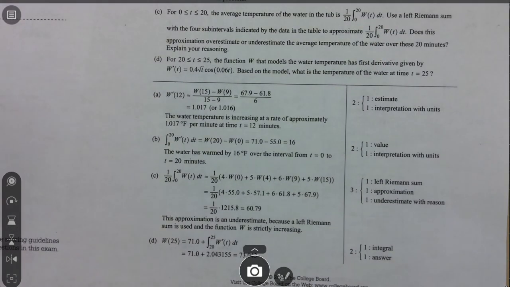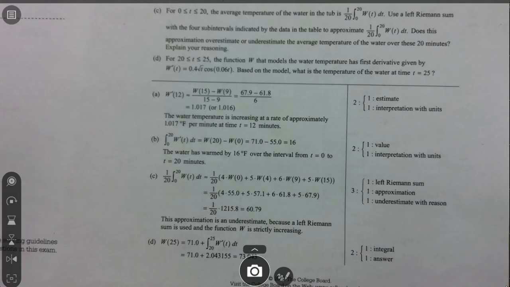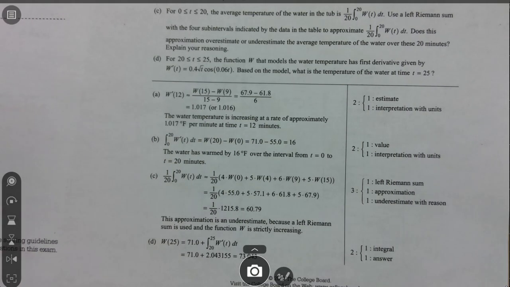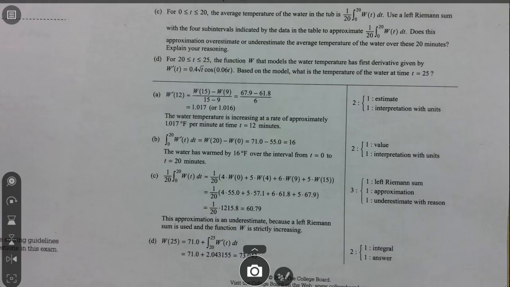Okay, C. For 0 to 20, the average temperature of the water in the tube is, they give you an integral. Use the left Riemann sum to approximate the overall estimate or underestimate of the average temperature of water over these 20 minutes. Explain your reasoning. We should have gotten 60.79. Did we get that?